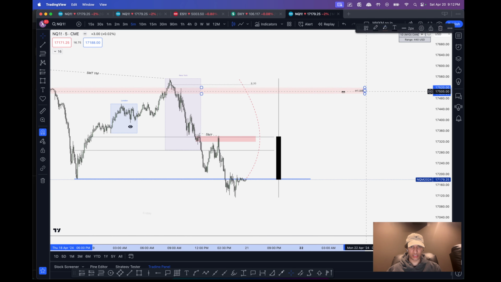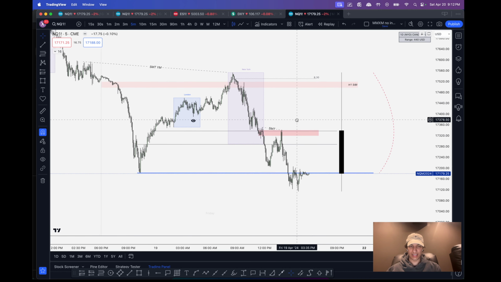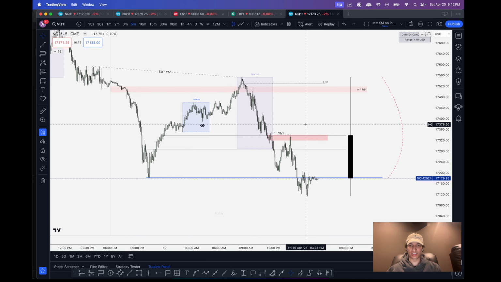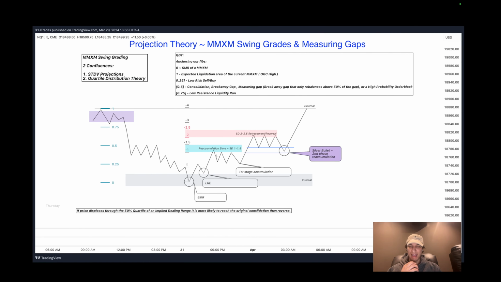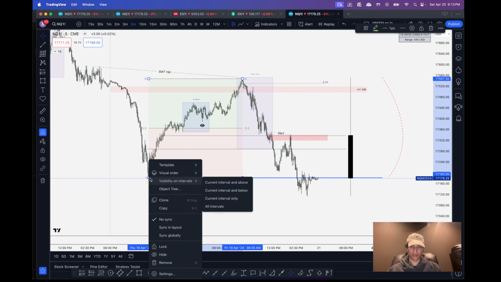So let's make sure that we understand exactly what the dynamics are in our sell model, and let's use the theories that we talked about from this schematic. Let's start off by using our swing grades. In our swing grades, what we want to do is anchor our Fibonacci, or our implied dealing range, from the smart money reversal to the implied terminus. It's going to be this low.